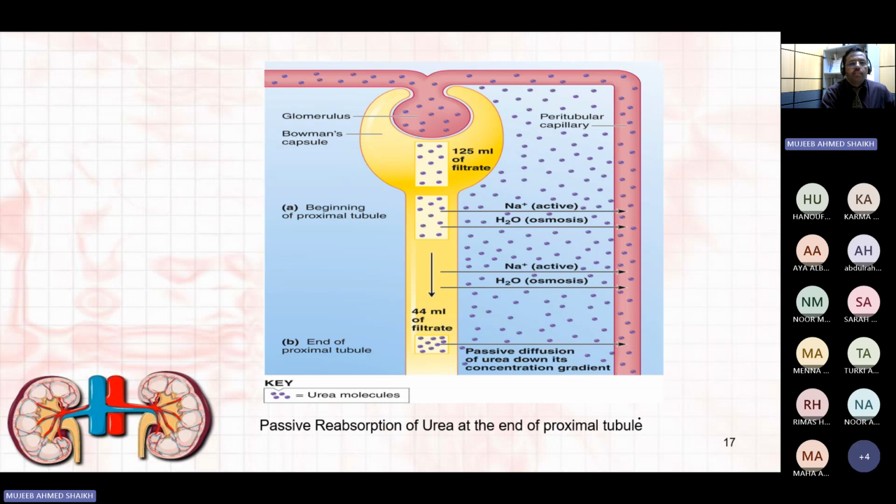So this diagram is showing you how the filtrate, which is coming into the proximal convoluted tubule, by the time it reaches the end of the proximal convoluted tubule, becomes concentrated. Because of this, urea will be passively reabsorbed into the interstitium and join the peritubular capillary. And then in the last part it will again be secreted. So filtration, reabsorption, secretion, all three processes are happening with urea, and ultimately 50% will be lost into the urine.